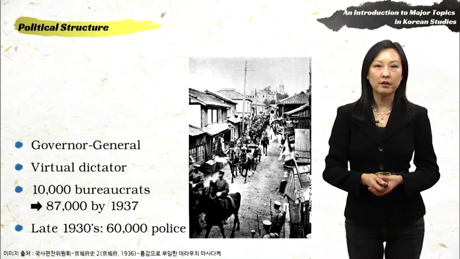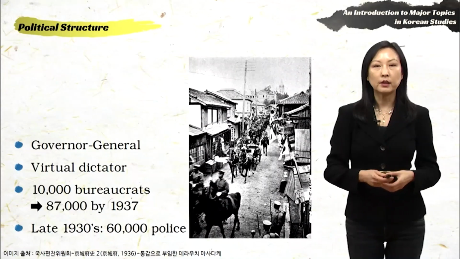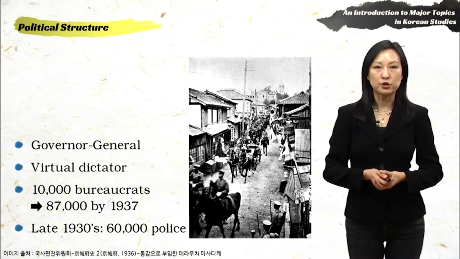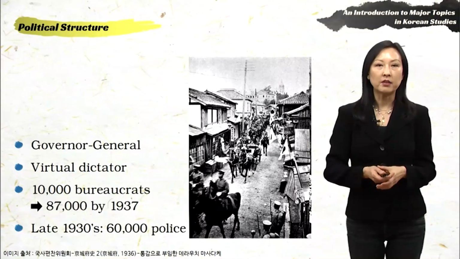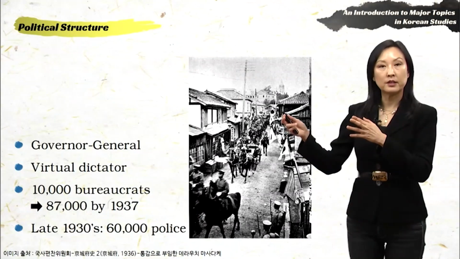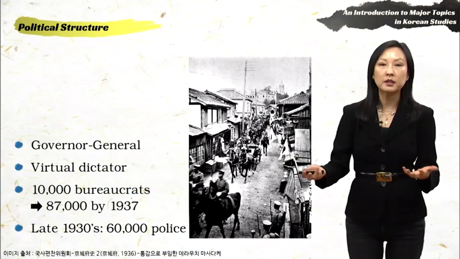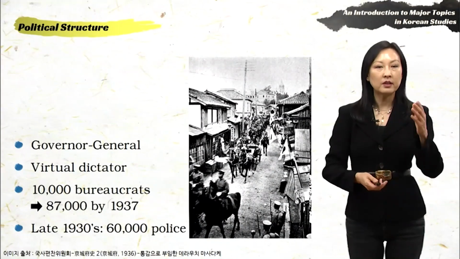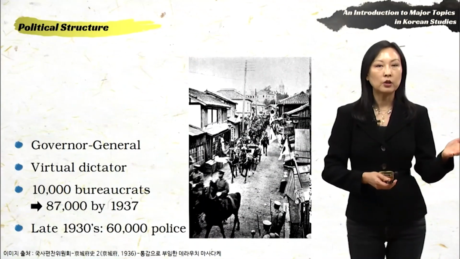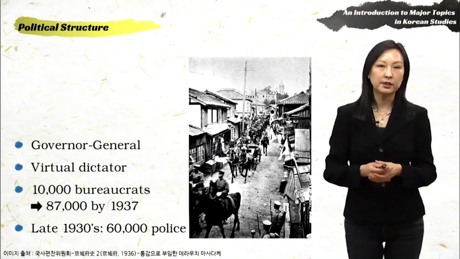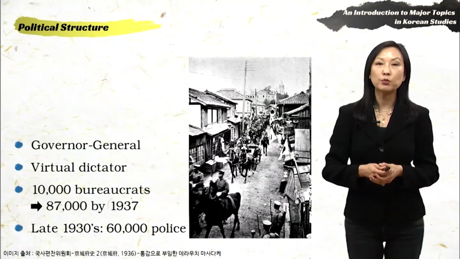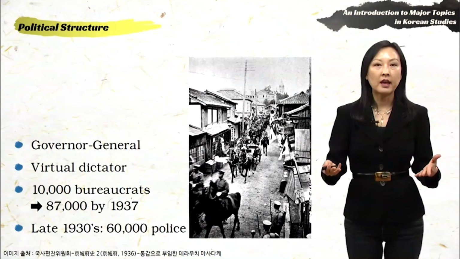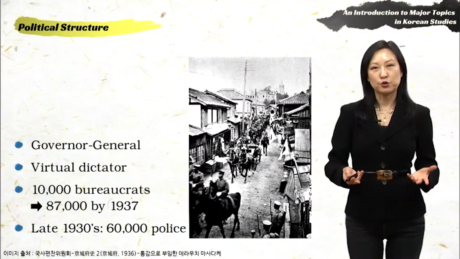The political structure of the colonial administration in Korea was organized in such a way that it gave the ruler, or the leader of the colonial administration, all of the power. And this was the governor general. So whereas in the Japanese mainland, there was a national parliament that would deliberate on legislation and that would get approval from the emperor, the governor general, in contrast, in Korea, could bypass the national parliament, did not have to consult or get the approval of parliament, and reported directly to the Japanese emperor. This gave him much more power. And so because of this, he was able to behave like a virtual dictator.